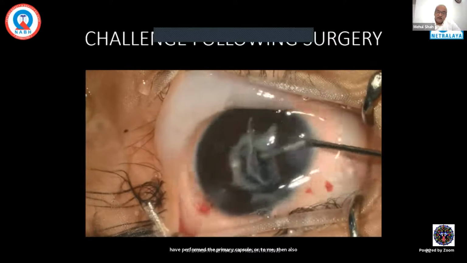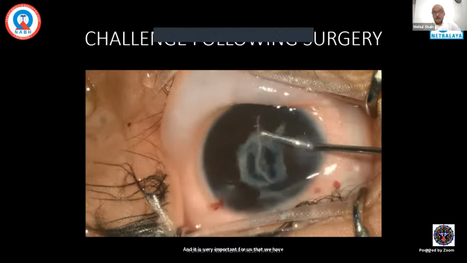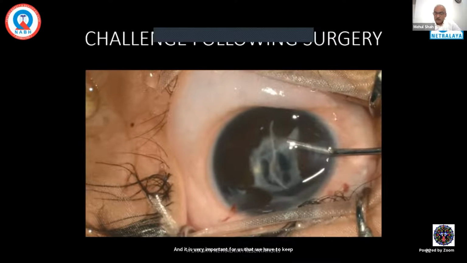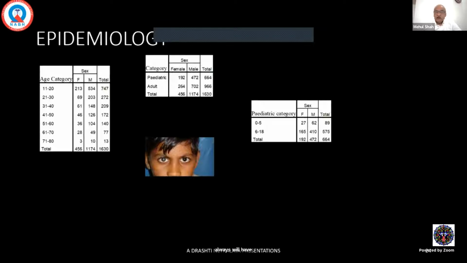It is very important for us to keep tracking this patient. If we leave the follow-up, this will always happen. So we are talking about visual outcome. I think some of these things are beyond the scope of this class.